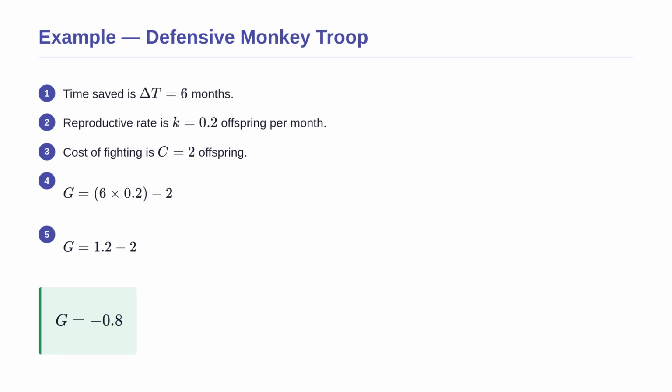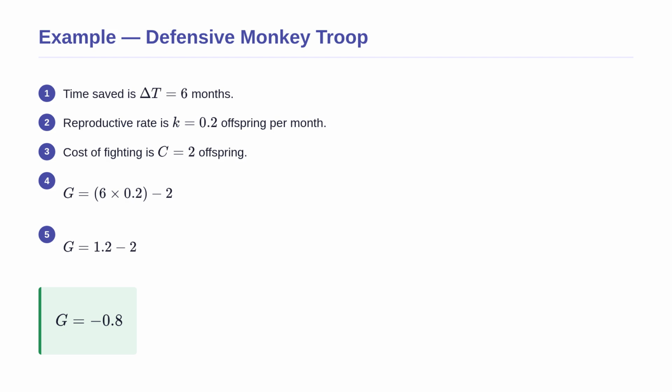Now, let us apply this same logic to a completely different scenario. A species of monkey where females form highly aggressive defensive coalitions. Here, the time saved by stopping lactation is only 6 months. The male's reproductive rate is lower at 0.2 offspring per month. Crucially, because the mothers fight back so fiercely together, the risk of severe injury creates a massive fitness cost of 2 offspring. We plug these new values into our formula.